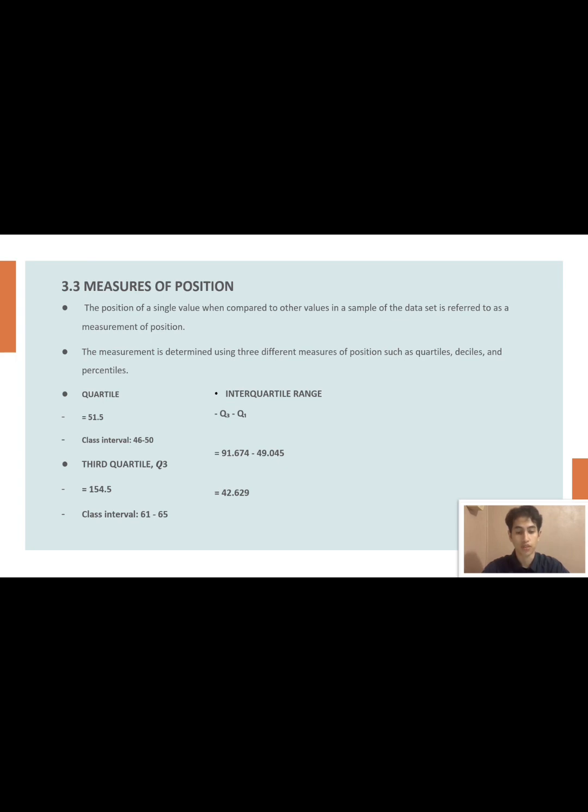Measure of position, which is the position of a single value when compared to other values in a sample of a data set, is referred to as a measurement of position. The measurement is determined using three different measures of position, such as quartile, deciles, and percentiles. So for the first quartile, it is 51.5, class interval 56 to 60, while the third quartile is 155.5 and class interval 61 to 65, while the last one is interquartile range.